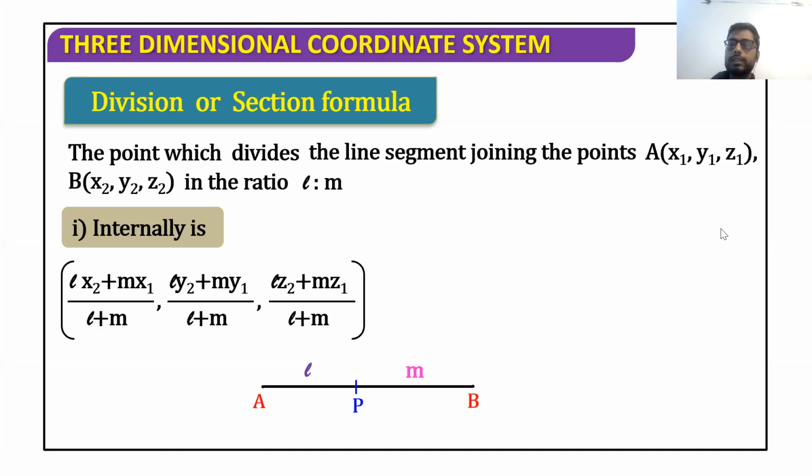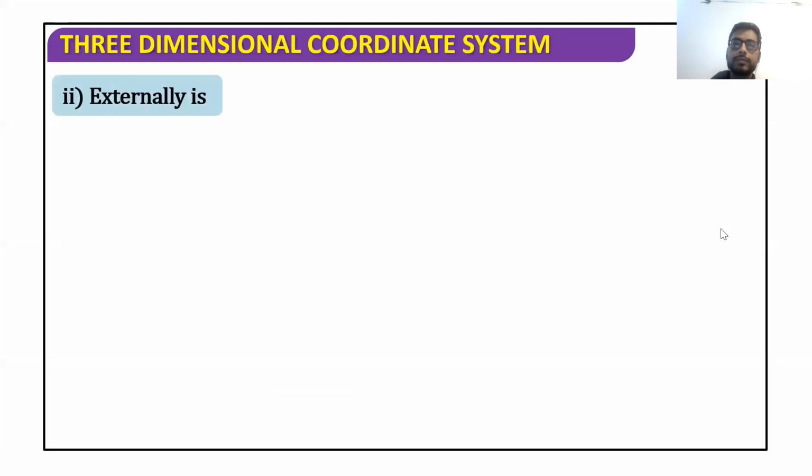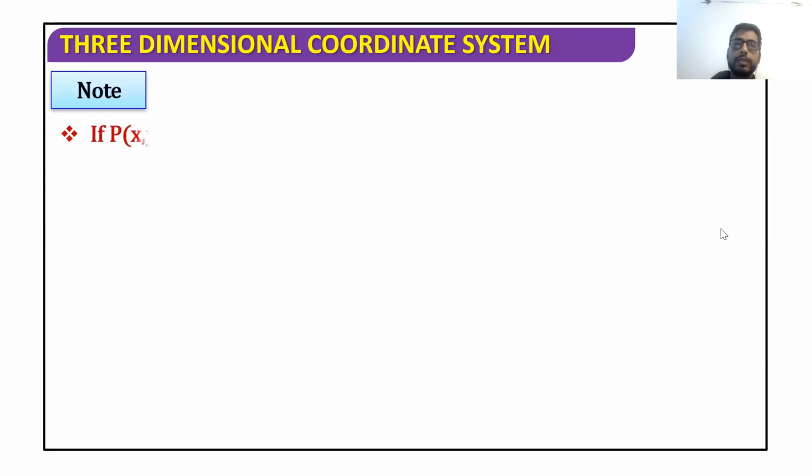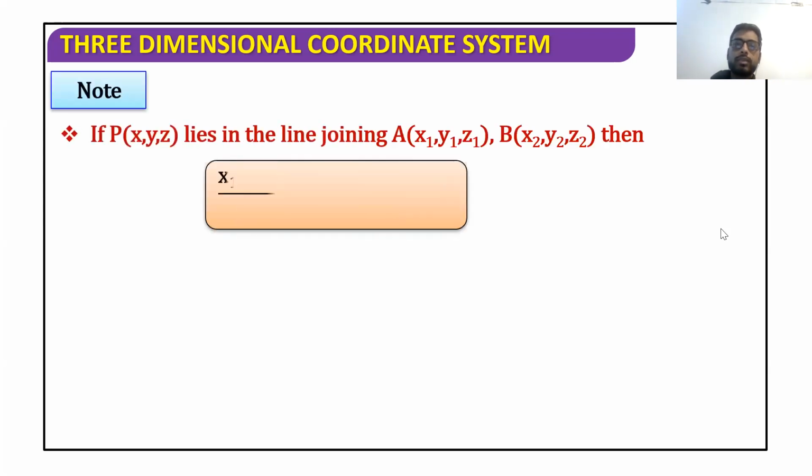For external division, it's going to be a minus sign between them. Therefore, for external division, if I write the formula, it's going to be lx2 minus mx1 upon l minus m. Similarly, I can get my y and z coordinates. So this point is important.